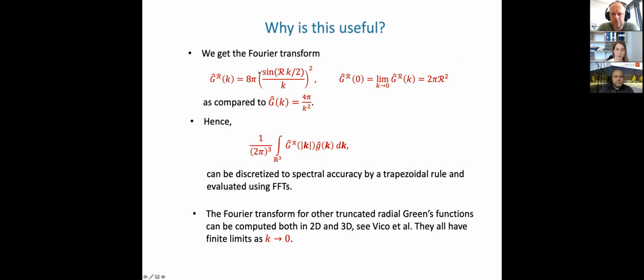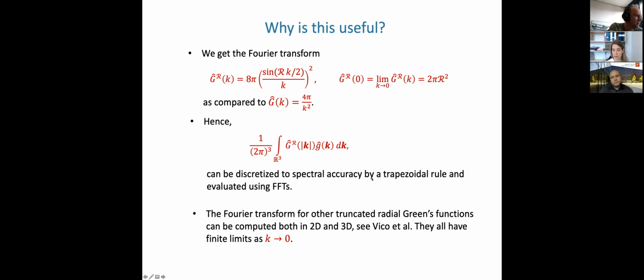But if you look at this one, you get something different. And what you have is a finite limit at k equal to 0. So instead of a singular function, you have something with a finite limit. And since we wanted to discretize this integral with FFTs and actually evaluate it, we can numerically handle this. So we can use it.